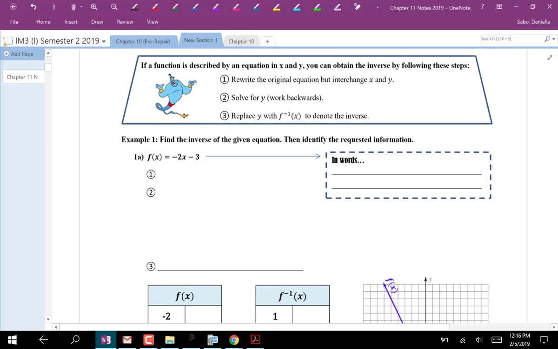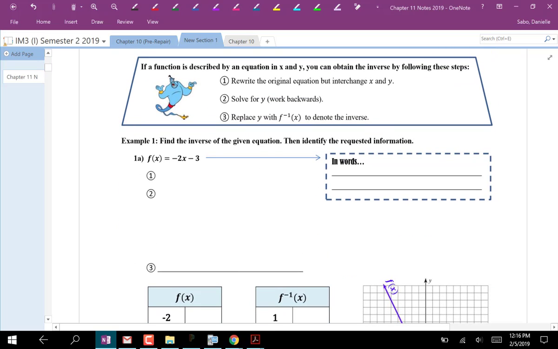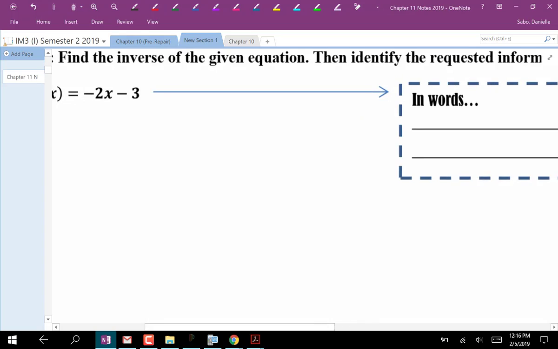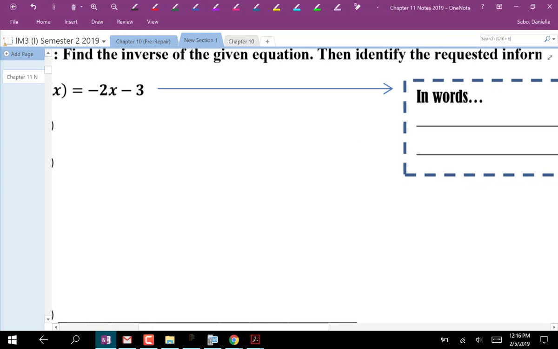Okay, so there are 3 steps in the Genie, I wrote them out for you. We're going to rewrite it, solve, and then replace it with some kind of new notation just to get you used to it. So in words, I talked to you about this yesterday. Sometimes it's nice to write out in words what's going on to actually understand how to take the inverse of it. So when we look at this function here, it says negative 2 times x.